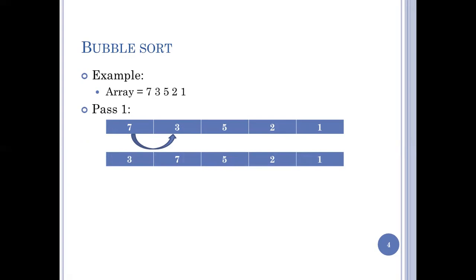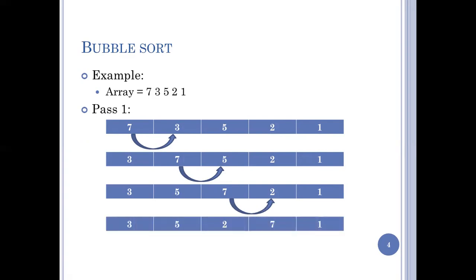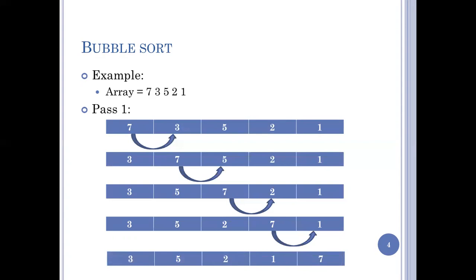Next we compare 7 and 5. Again, it is not in order, so we make a swap. Next we compare 7 and 2 and swap the elements, so the order will be 3, 5, 2, 7. Now compare 7 and 1, the last two elements. It is also not in order, so swap it. This is the first phase, or first iteration, of bubble sort.